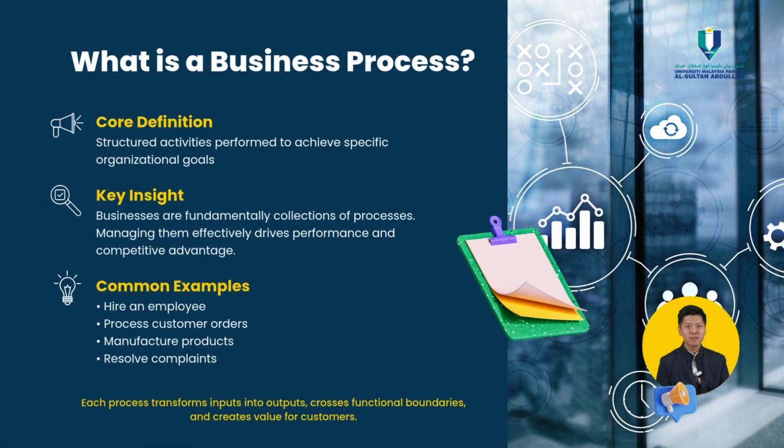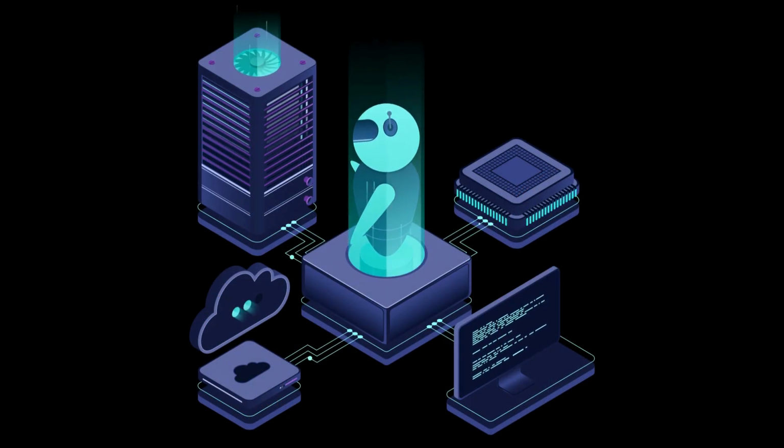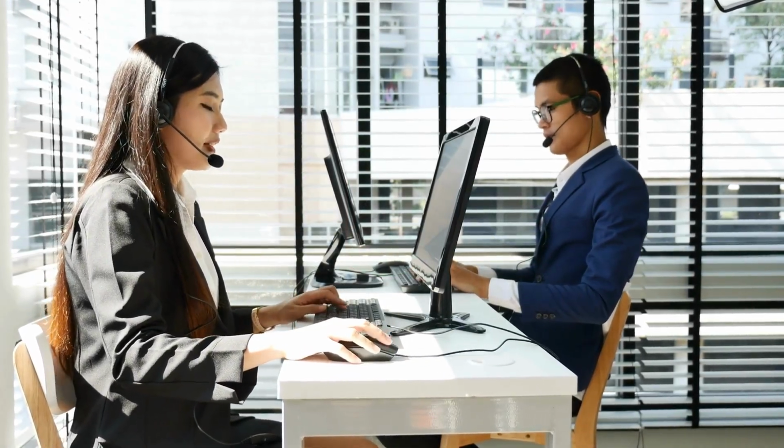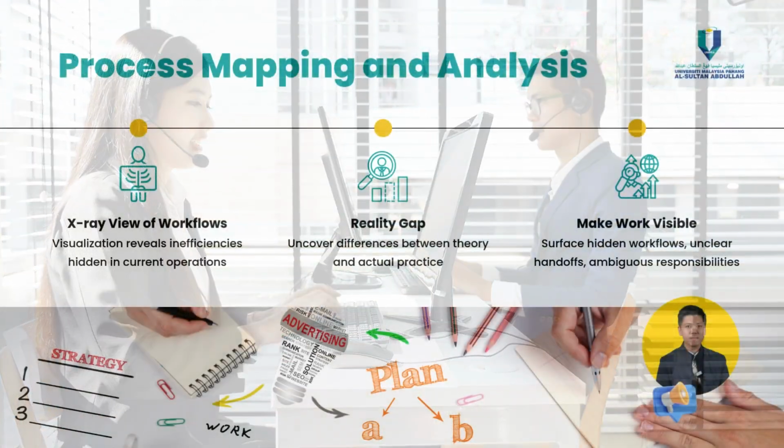So what exactly is a business process? At its core, a business process is a structured set of activities performed to achieve a specific organizational goal. The key insight here is that a business is not just a collection of departments, but a collection of processes. How you manage these processes, like hiring an employee, processing a customer order, or resolving a complaint, is what truly drives performance and creates a competitive advantage. Each process takes inputs, transforms them, crosses functional boundaries, and delivers valuable outputs for your customers.